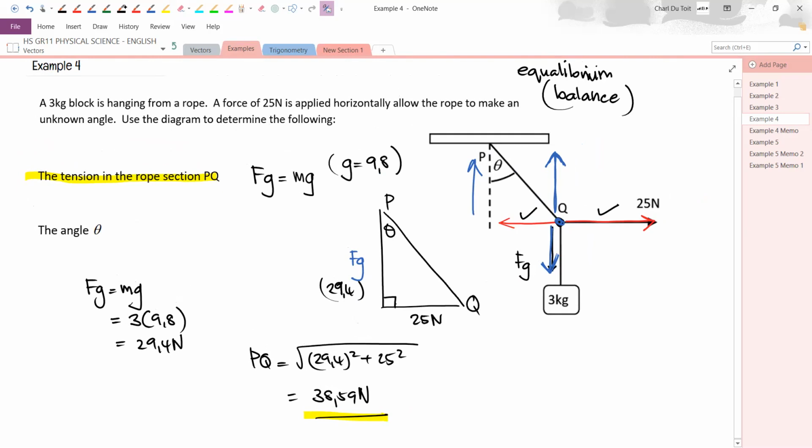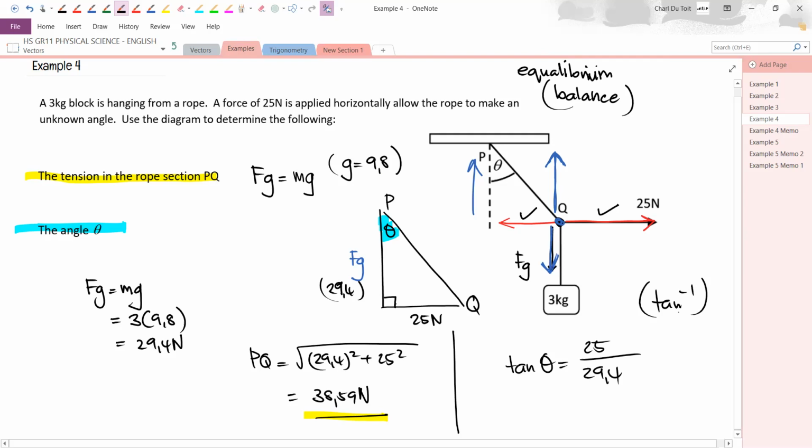And the second question is just, what is the angle theta? And I'm pretty sure you can do that. We're going to use tan again. Tan theta is opposite over adjacent. And you're going to remember, if you want an angle, to type in shift tan or second function tan. Yeah. Shift tan is it? Yep, 25 over 29.4. I get 40,38 degrees. And those are the two answers.